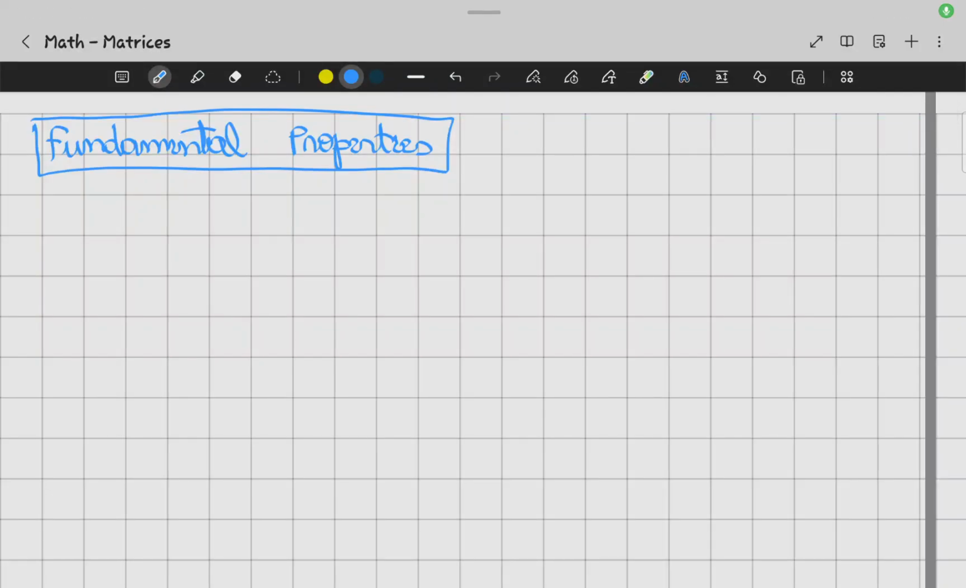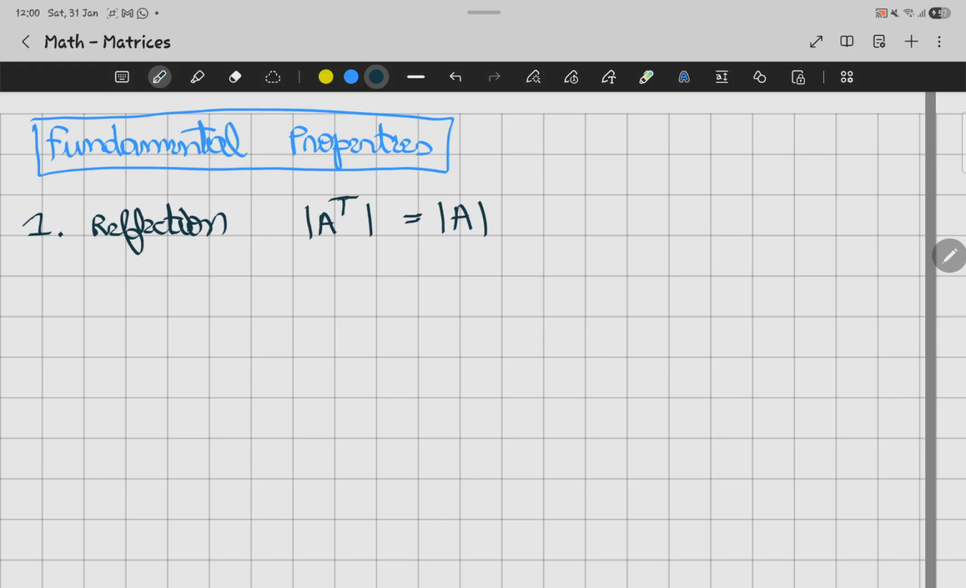So this is what we'll be seeing today, fundamental properties of matrices. So now let's start with the first property that we have. We're going to see what reflection is. In short, what we see by reflection is a translation of a matrix.